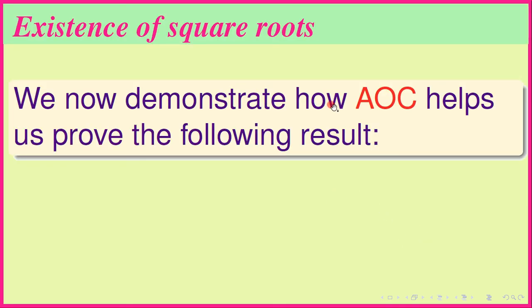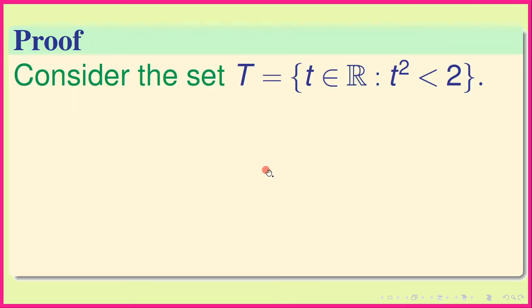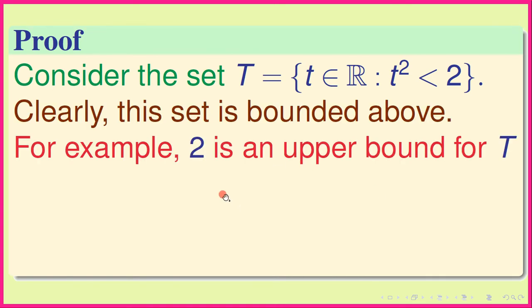We now demonstrate how axiom of completeness helps us prove the following result. There exists a number alpha such that alpha squared is equal to 2. That means 2 has a square root in R. Let us consider the set T equal to the set of all real numbers t such that t squared is less than 2. Clearly this set is bounded above. For example, 2 is an upper bound for T.